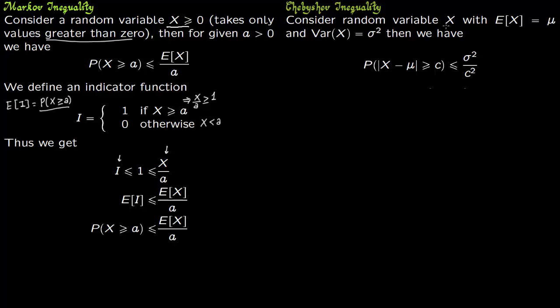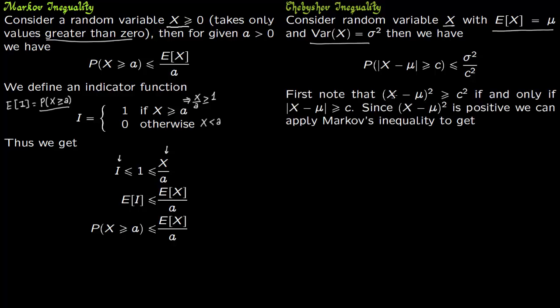Now we talk about Chebyshev inequality. Again you consider a random variable x. Now we are not imposing any condition on x, so we are not saying x should be positive here. The expectation of x is given to be mu, and the variance of x is given to be sigma square. Then we have the probability that the absolute value of x minus mu is greater or equal to some constant c is less than or equal to the variance of x divided by c square.